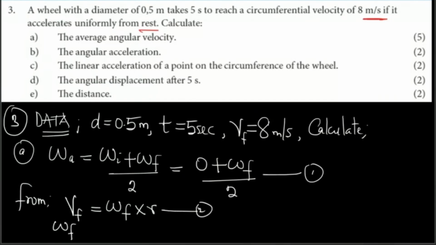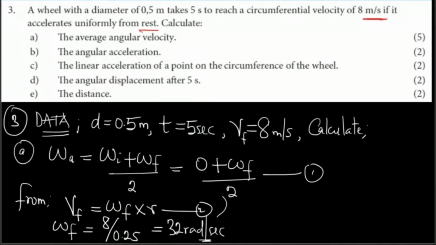The final velocity is 8, so I can just divide my 8 by my radius. My radius is 0.25. So here I can determine the final angular velocity of that final circumferential velocity. So this will give us 32 radians per second.